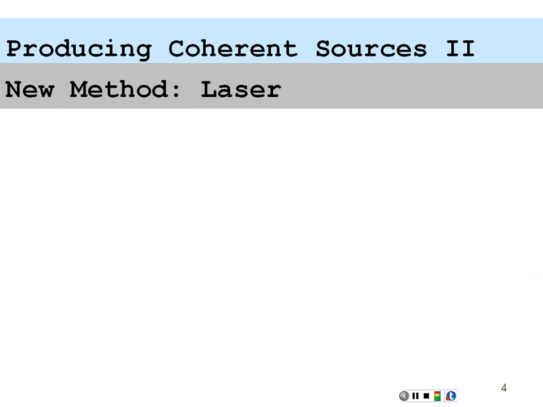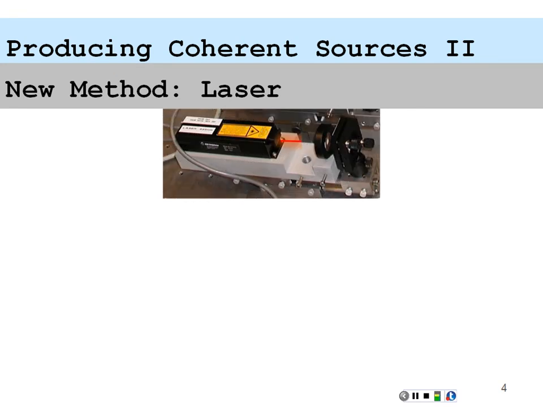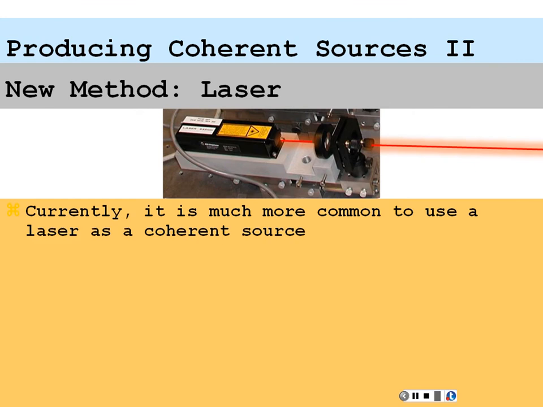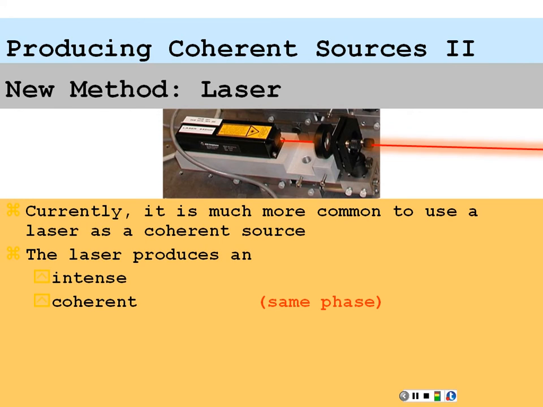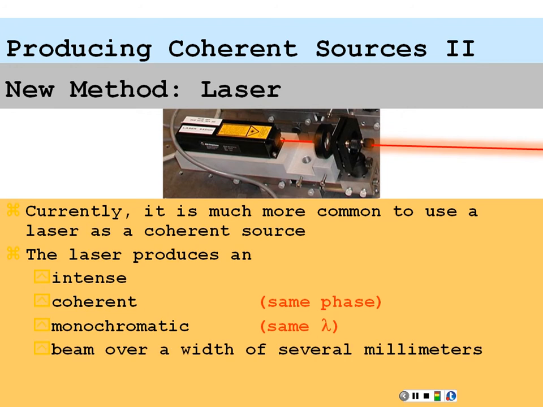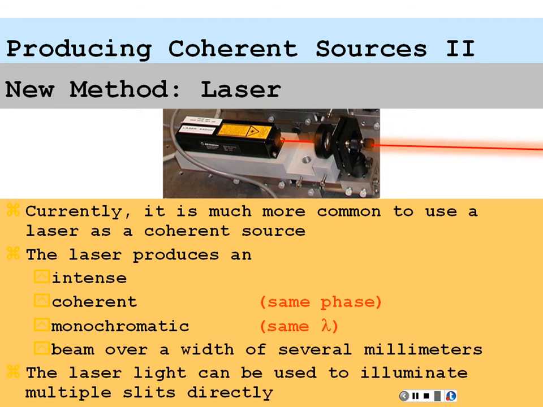Another way to produce coherent sources is with lasers. It's much more common to use a laser as a coherent source because the laser can produce an intense, coherent, or same phase signal, which is monochromatic, same wavelength, and can do it over a width of several millimeters, hence allowing you to illuminate multiple slits at the same time, giving you an interference pattern that is well defined, well reinforced.